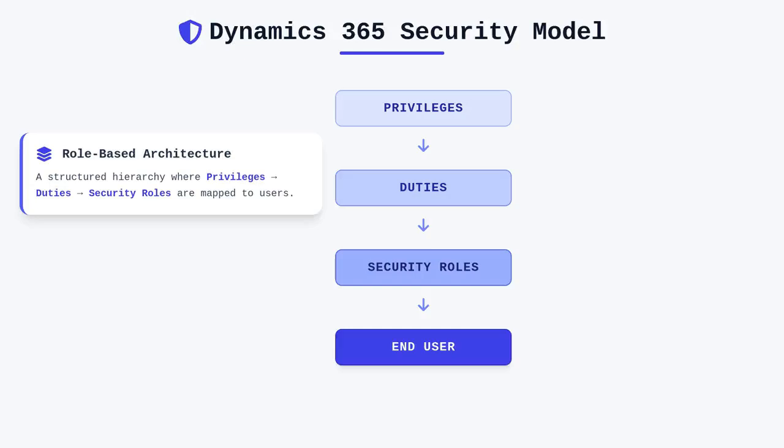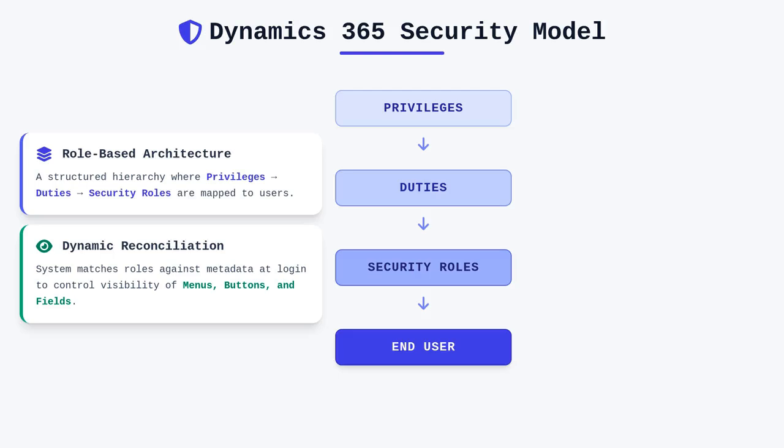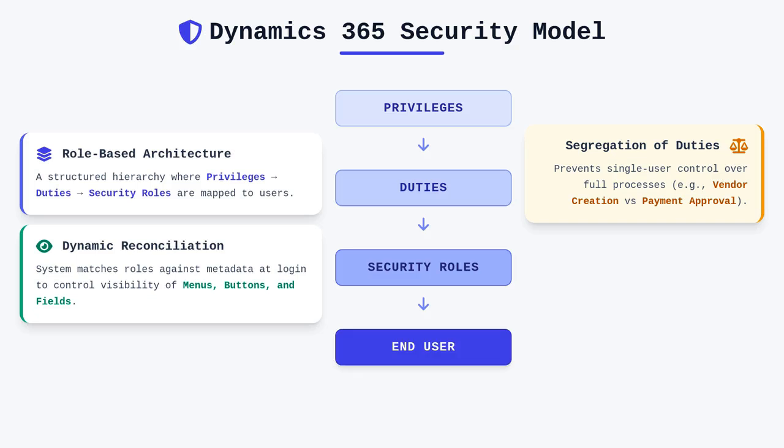When a user logs in, the platform reconciles their assigned roles against the underlying metadata to determine which menus, buttons, and fields are visible or editable. This granular control is vital for maintaining compliance under the segregation of duties principle, which prohibits a single user from controlling an entire business process, such as creating a vendor and simultaneously authorizing a payment.